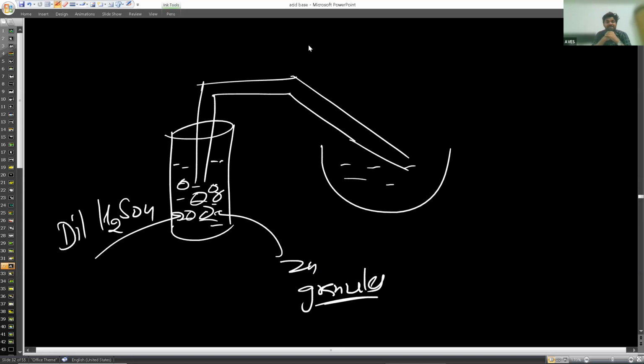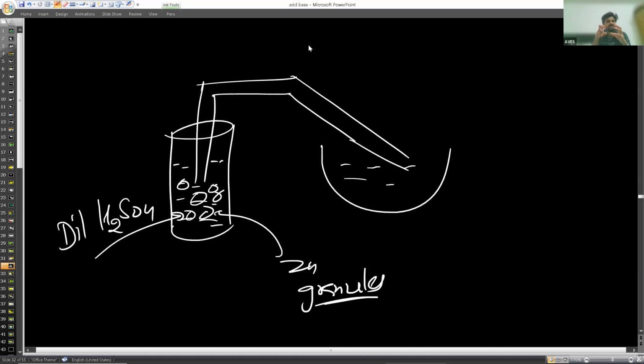Why? Because the inside particles are not in contact with the water. That's why only the surface gets wet. The surface that comes in contact with the water gets wet, while the particles present on the inner side of the chalk are not directly in contact with the water, so they are dry. The same thing happens here in the zinc granules also.